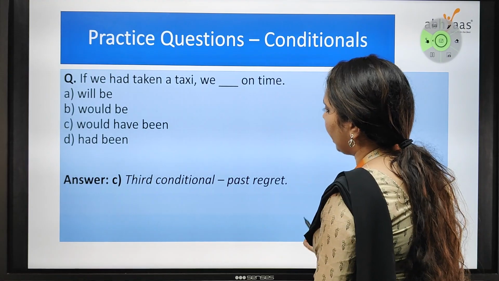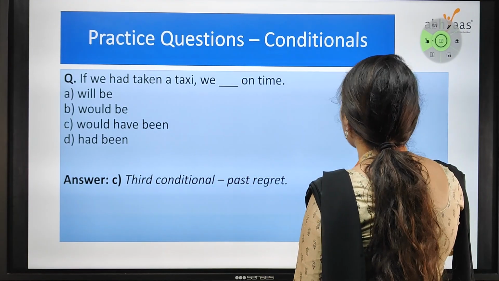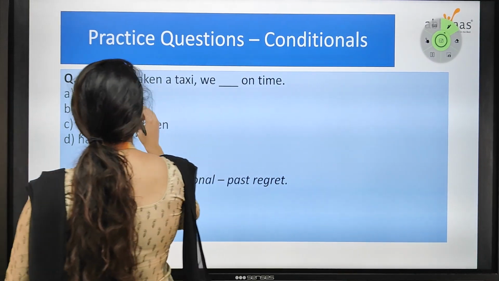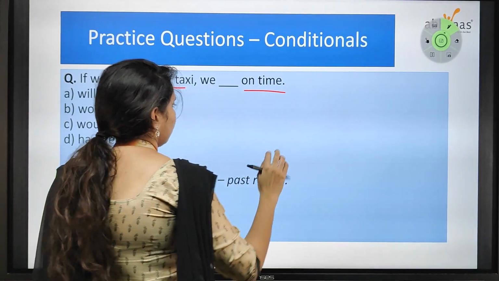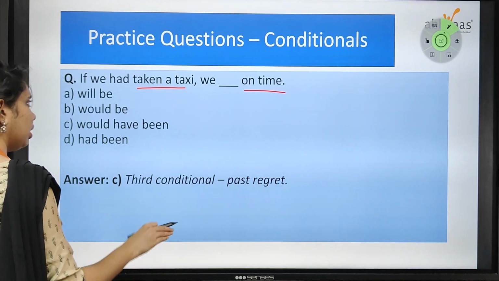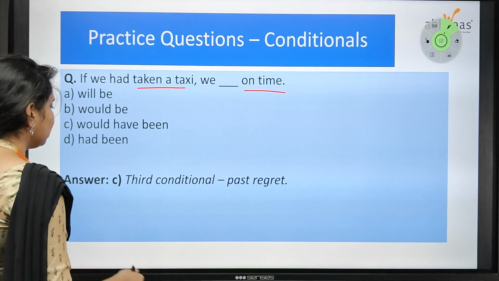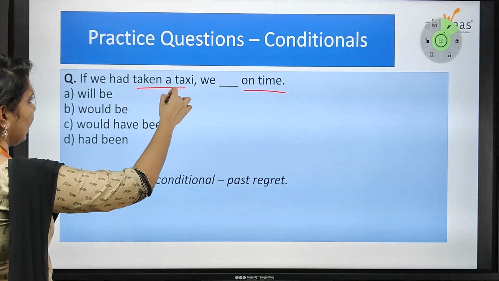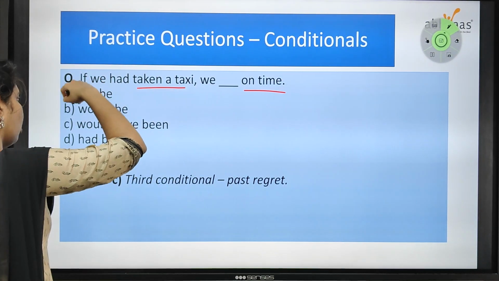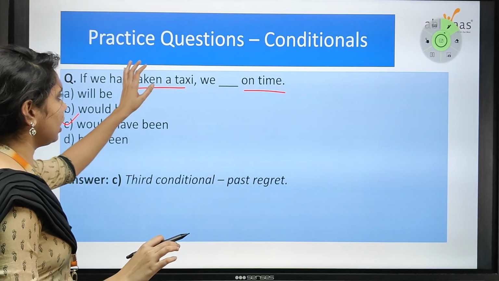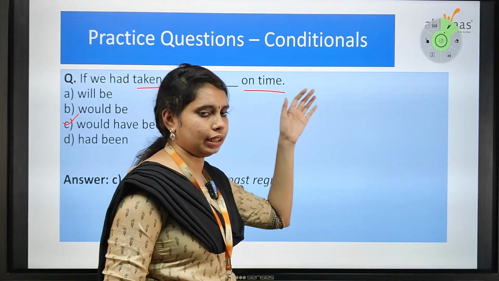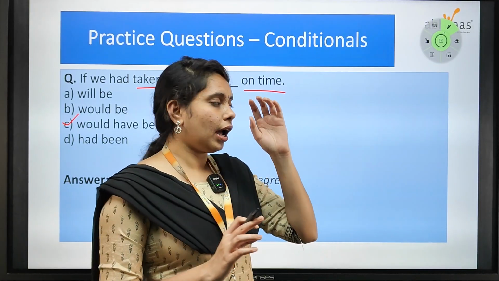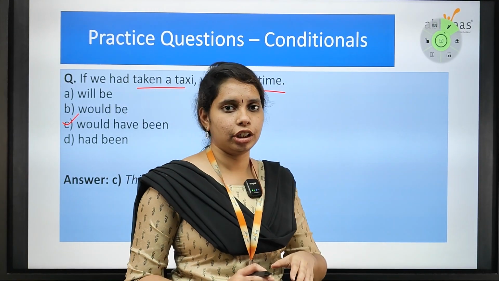Right? If we had taken a taxi, we would have been on time. If we had taken, see, both of them again, they are in the past. They did not take the taxi and they were not on time. So what is she or he implying here? That if they had taken a taxi, they would have been on time. Okay, you have to understand that this is a regret that is being expressed here. By the sentence you have to understand that, and accordingly you have to assume the condition and go for the conditional clause.